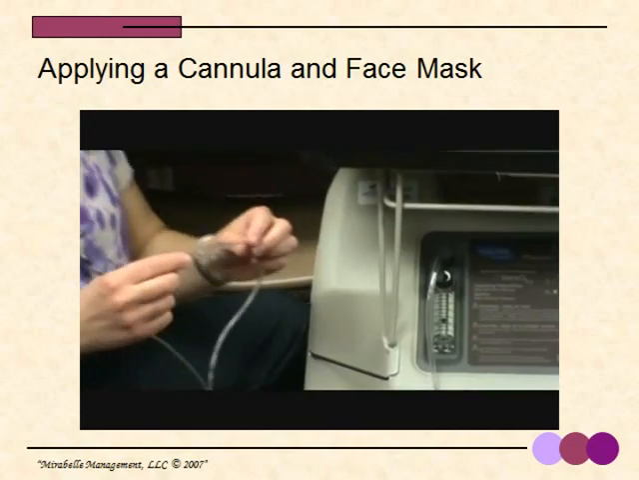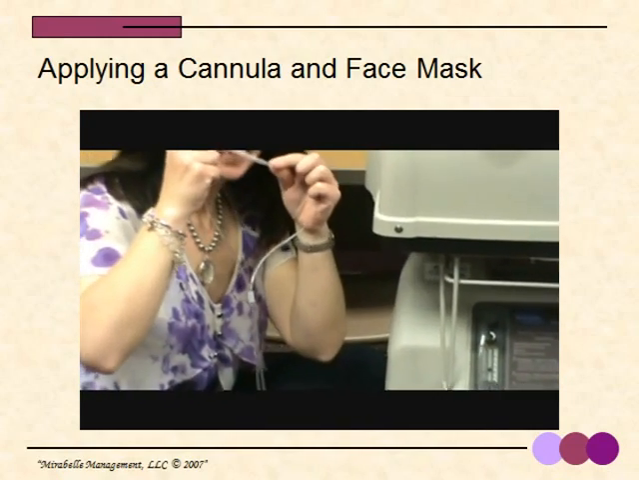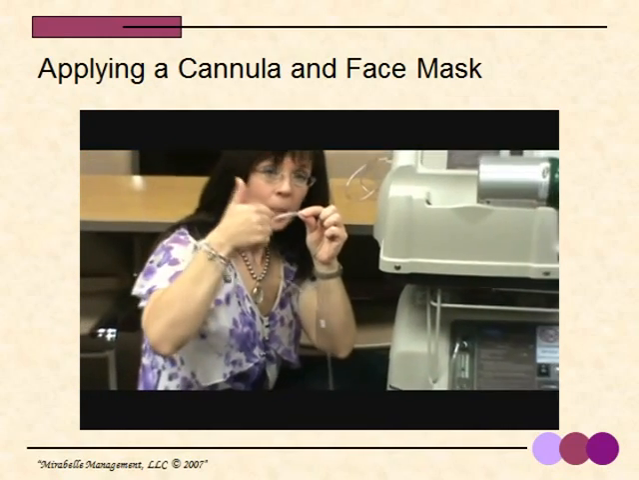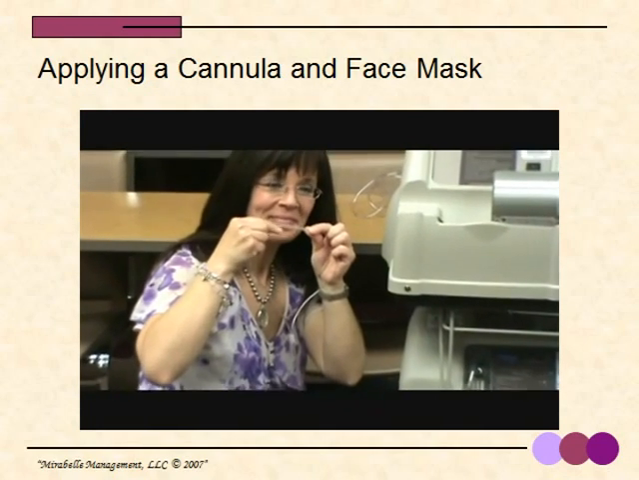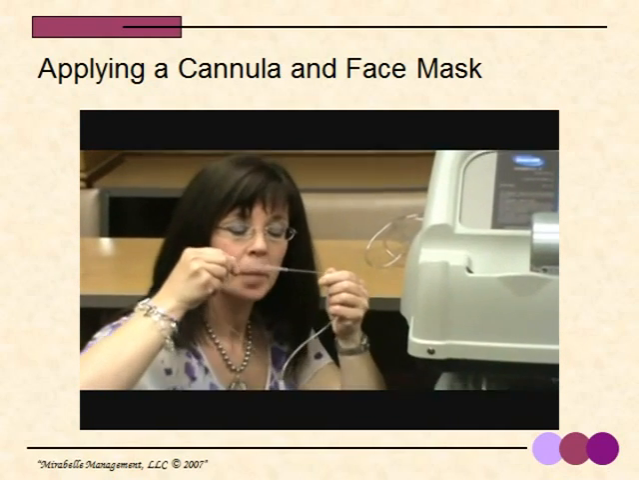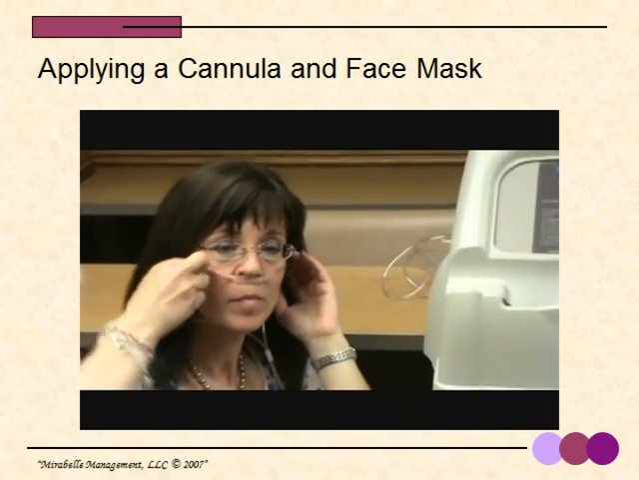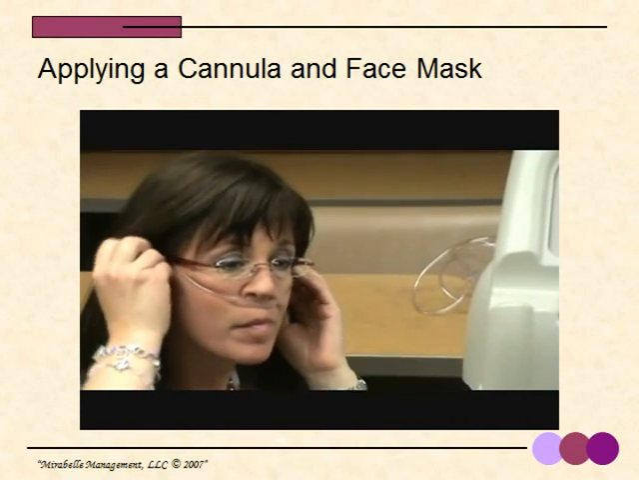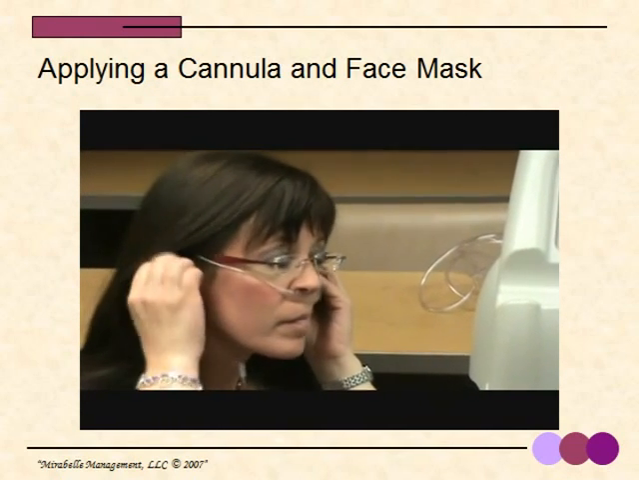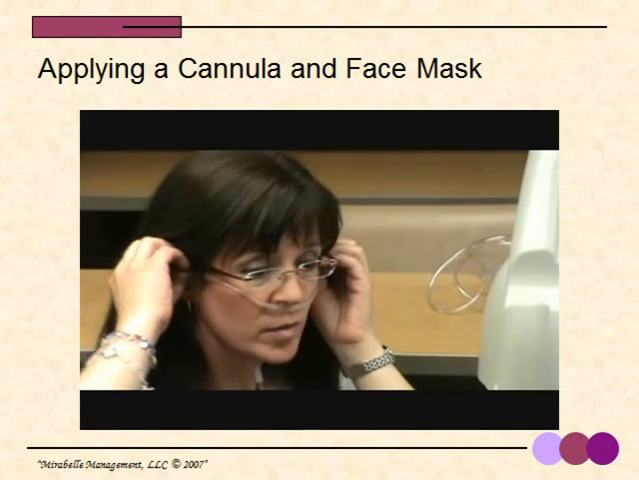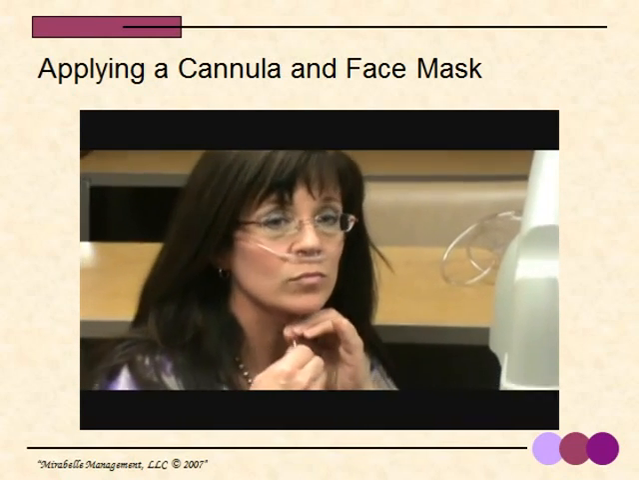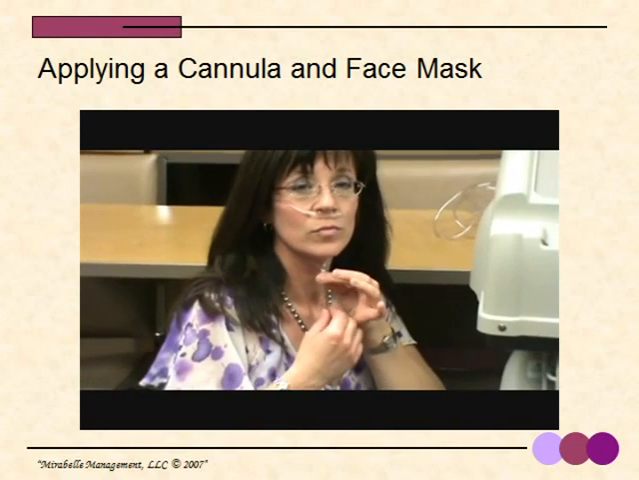Next, we want to make sure that the oxygen is flowing through the tubing. And it looks like it's a go. So we're going to insert the prongs into the nose, wrap the tubing around the tops of the ears, and then pull the little clamp securely under your chin just so it's comfortable.